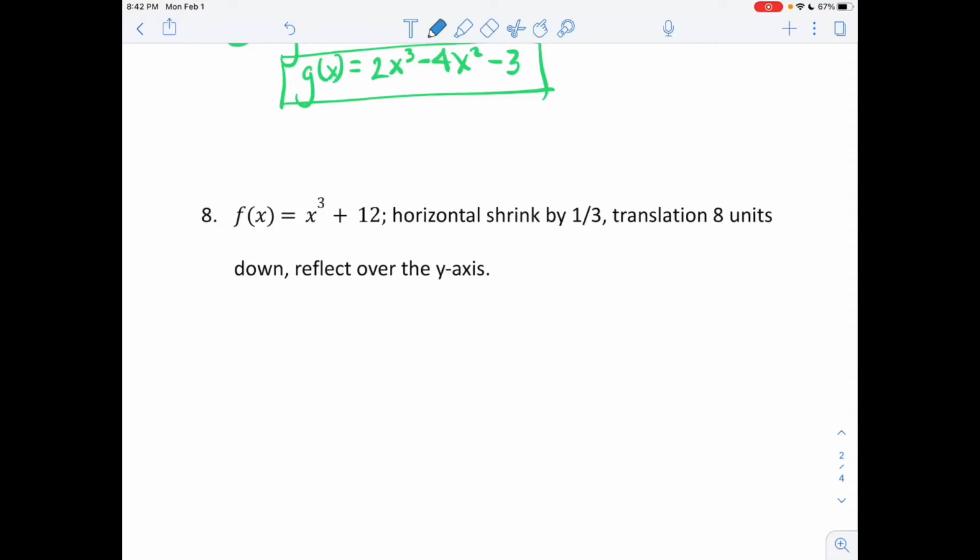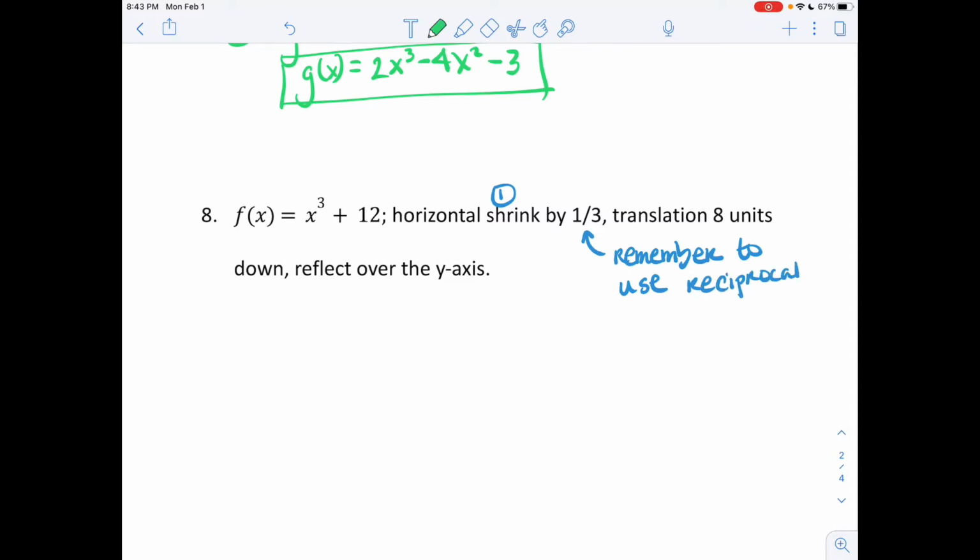For our final example today, we're going to start with f of x is equal to x cubed plus 12, and we're going to do three things to it. The first thing that we're going to do is a horizontal shrink by 1/3. Remember that horizontal stuff is a little weird. Not only does it happen inside parentheses with x, but we have to think opposite. So in this case, we're going to need to remember to use the reciprocal, which in our case, if we have a 1/3, then the reciprocal would be 3/1 or just a 3.